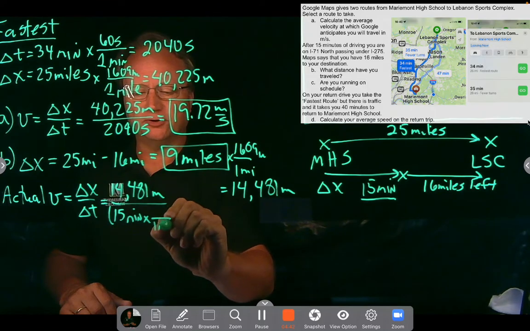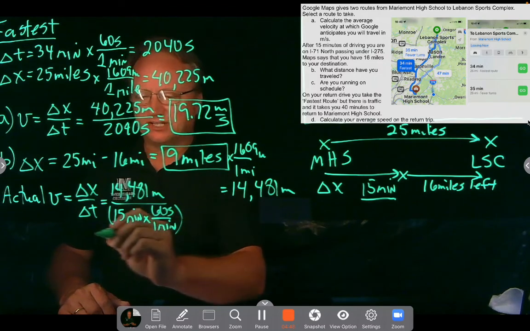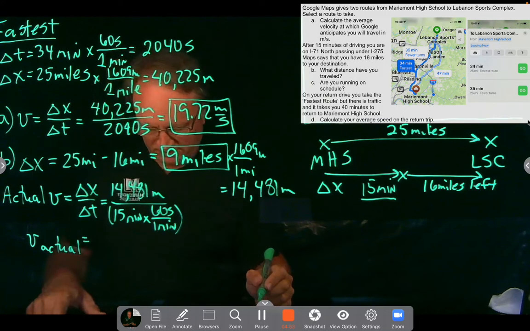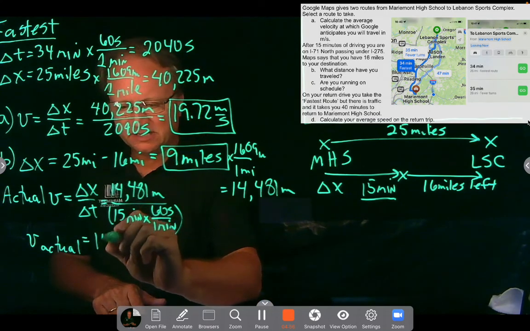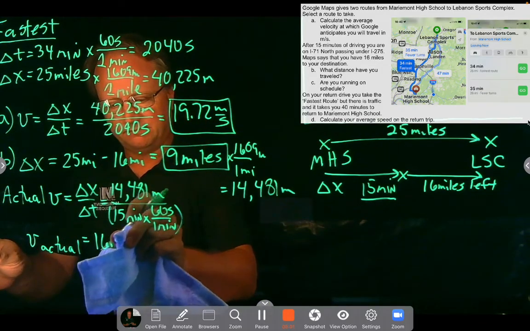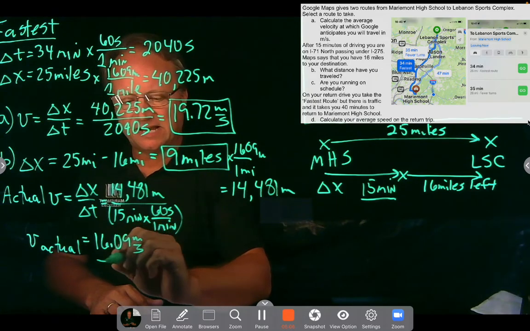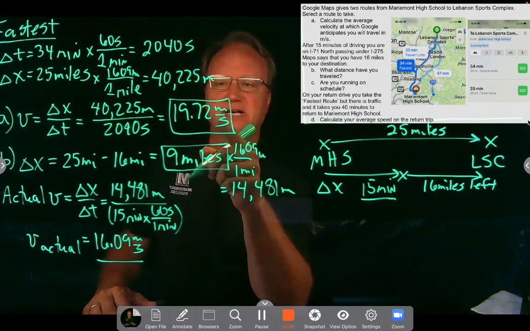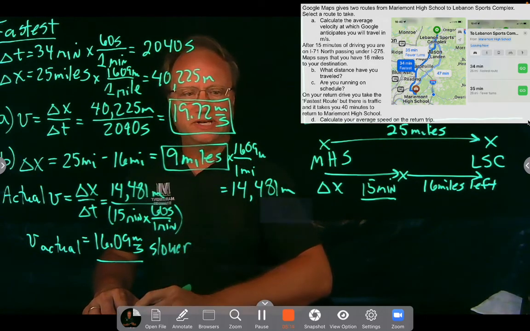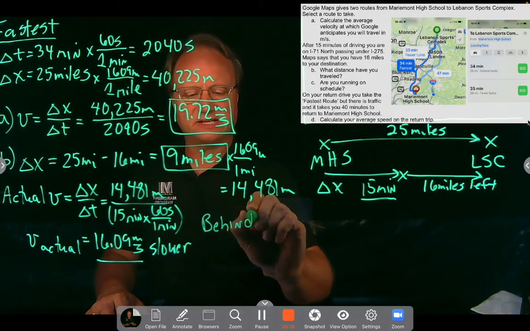And again, doing the conversion, 1 minute is 60 seconds. That's going to give us our V actual to be 16.09 meters per second. Now we can see, comparing the 16.09 to the 19.72, we are traveling much slower. And if we're traveling much slower, then we are behind schedule.